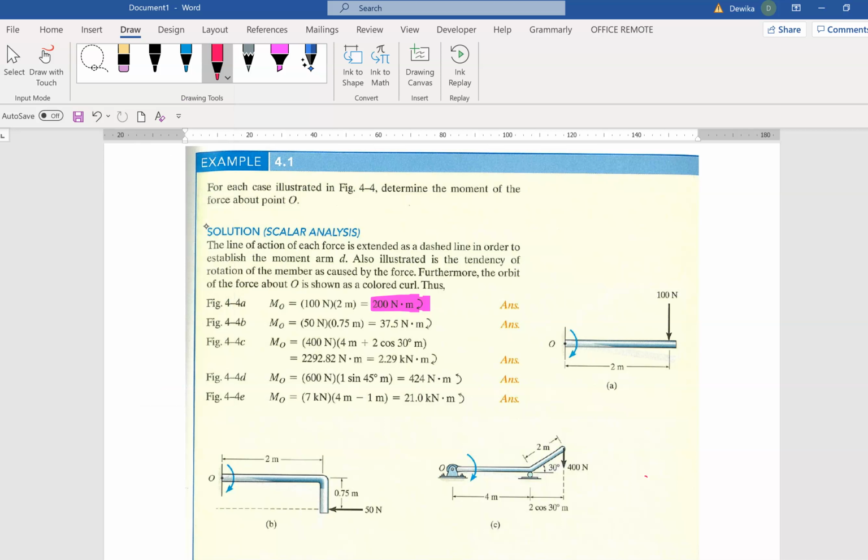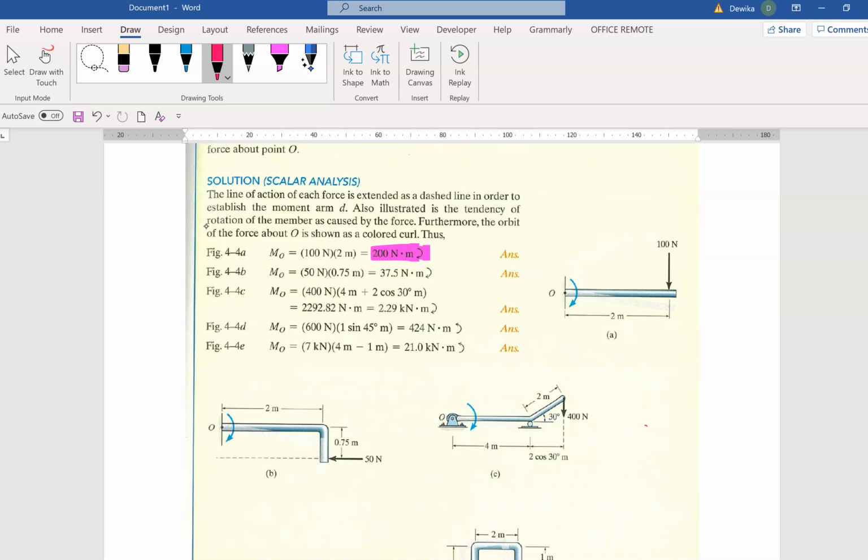Okay, the next question, we have B. Let's see, B, 50. Place a ruler here, and then take another ruler, place it up here. Can you see what is the perpendicular distance between these two? 0.75. So which means 50 times 0.75. Now let's look at the direction. It has to go around the pin. So what will the direction be? Clockwise as well.